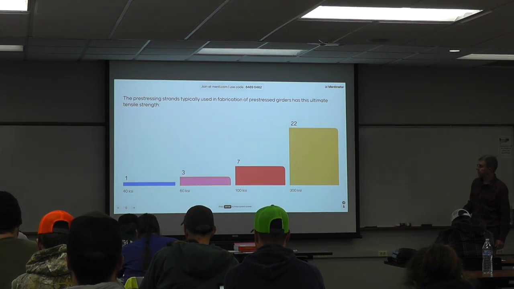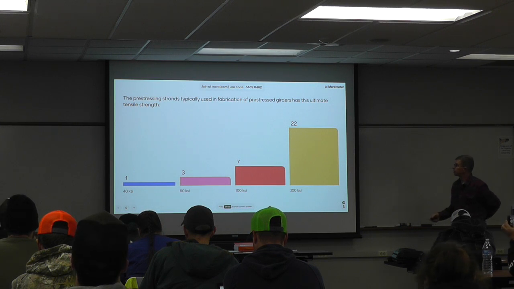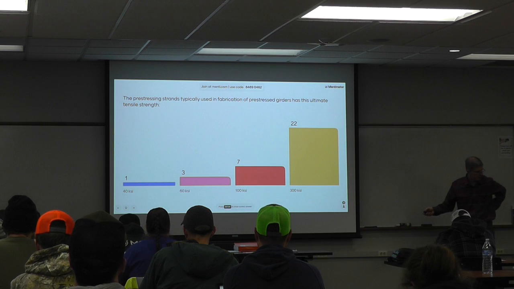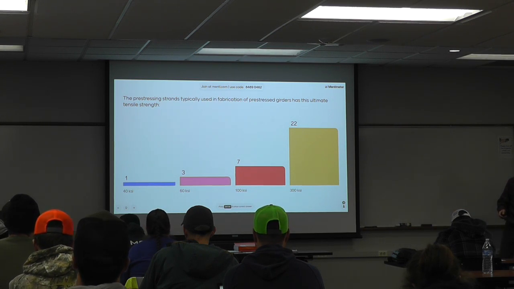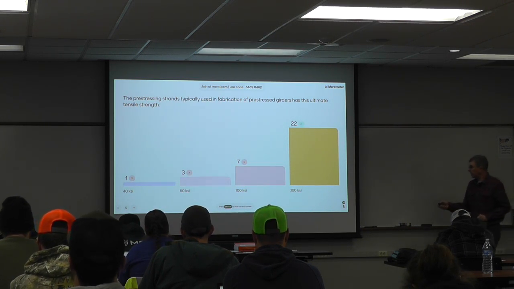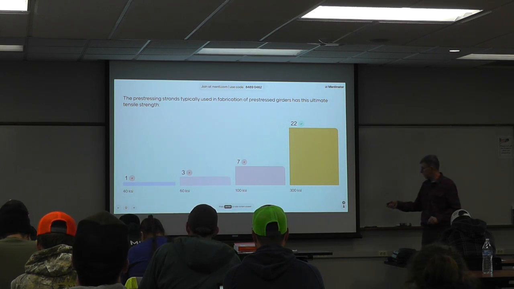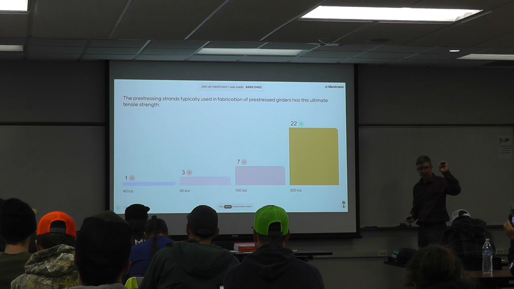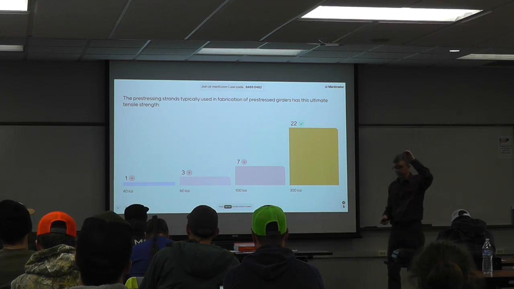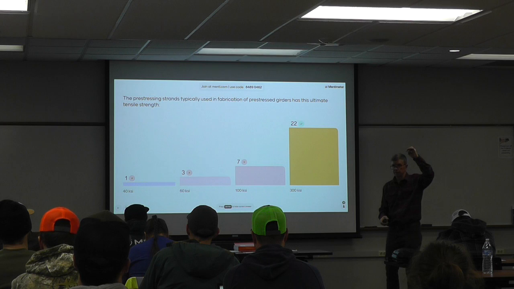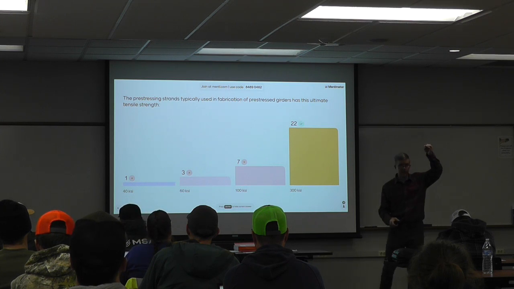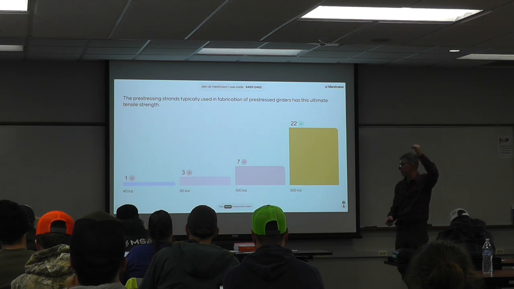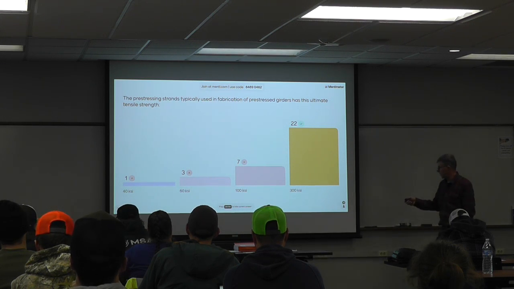Pre-stressing strands, typically used in our pre-stressed girders, have what ultimate tensile strength? This is a recent change, and it is 300. It used to be 270, but 300 KSI is what we use. So it's very high strength. One of those strands, and there's one in the back, has an ultimate strength of nearly 80,000 pounds. Literally one strand could hold up a fully loaded semi.